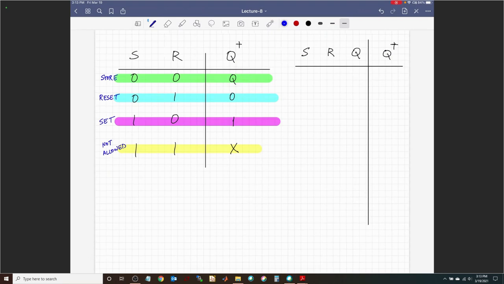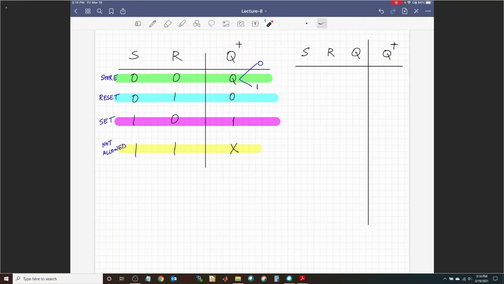Zero or a one, right? So this can be either a zero or a one. Two options, right? My old output could have been a zero, could have been a one. Now, another thing to note here is that I have put a column for Q plus. I have not put a column for Qn plus, right? I'm not monitoring the complemented output. I'm just monitoring the Q output.